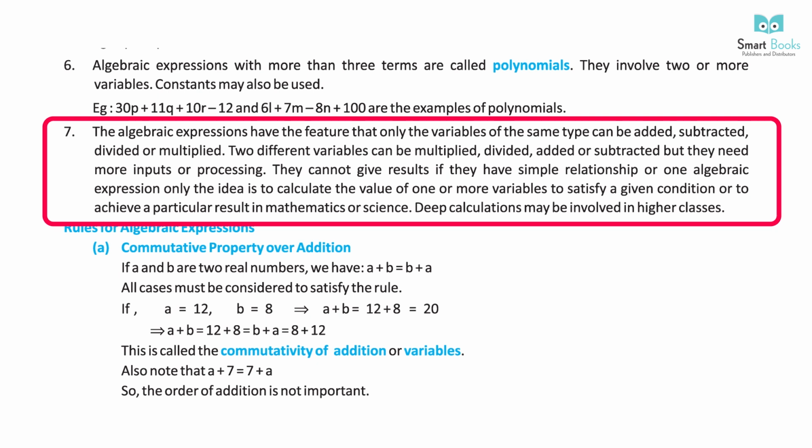divided or multiplied. Two different variables can be multiplied, divided, added or subtracted, but they need more inputs or processing. They cannot give results if they have a simple relationship or one algebraic expression. The idea is only to calculate the value of one or more variables to satisfy a given condition or to achieve a particular result in mathematics or science. Deep calculations may be involved in higher classes.